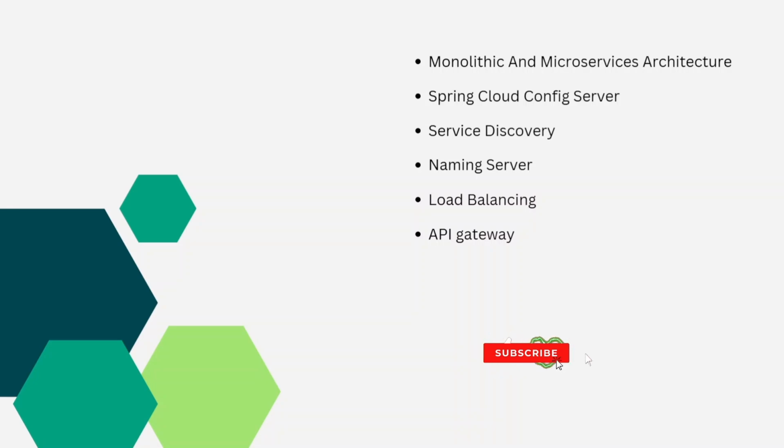This is Kirti. In this video, we are going to see the microservices. First, we will see the basic difference between the monolithic and microservices architecture. Then we will see the centralized configuration using the Spring Cloud config server. Then we will see the service discovery naming server using the Eureka naming server. Load balancing, API gateway. We'll cover all these points in this video, so watch this video till the end.